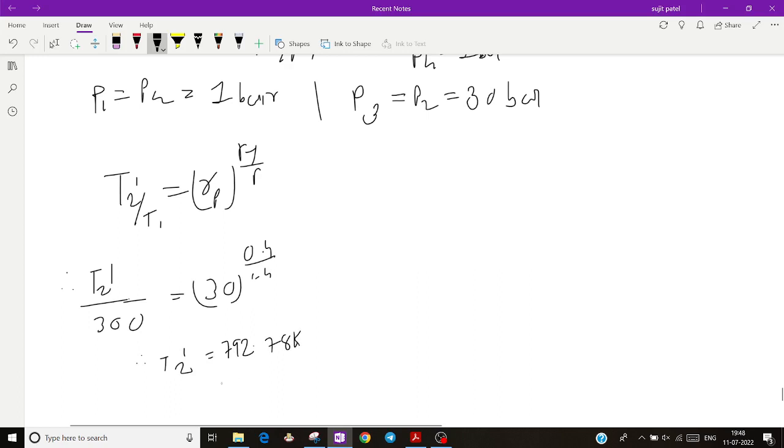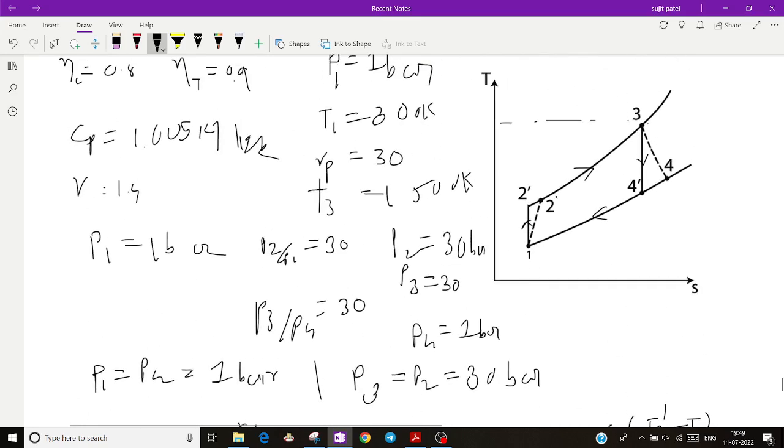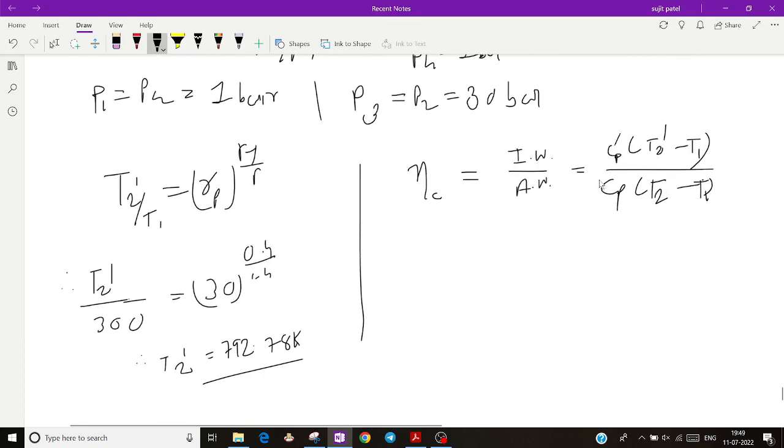792.78 Kelvin. But the compression and expansion are not isentropic. They have some irreversibility associated with it. So isentropic efficiency of the compressor is given by ideal work upon actual work. So what is the ideal work? That is Cp into T2 dash minus T1 divided by Cp into T2 minus T1, where T2 is the actual compressor exit temperature, and T4 is the actual turbine exit temperature. So Cp will get cancelled out.